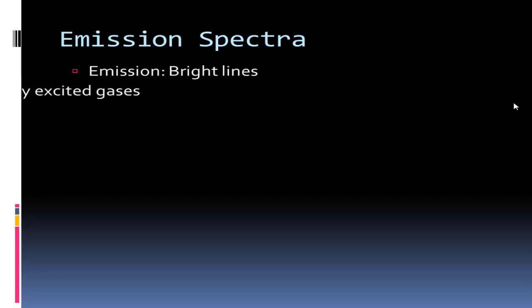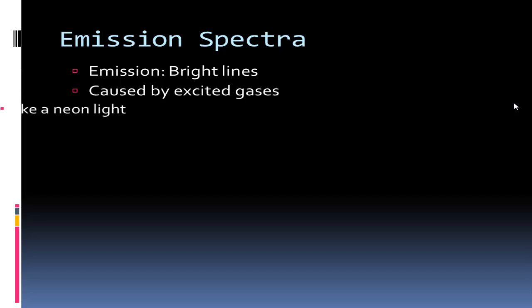All right, an emission spectrum. An emission spectrum looks different from a continuous spectrum because it doesn't have all the colors of the rainbow. It just has bright lines. Now, why does it have bright lines in certain spots? That gets into the structure of the atom. We don't need to get into that here. But it's caused by a low density excited gas, kind of like a neon sign.